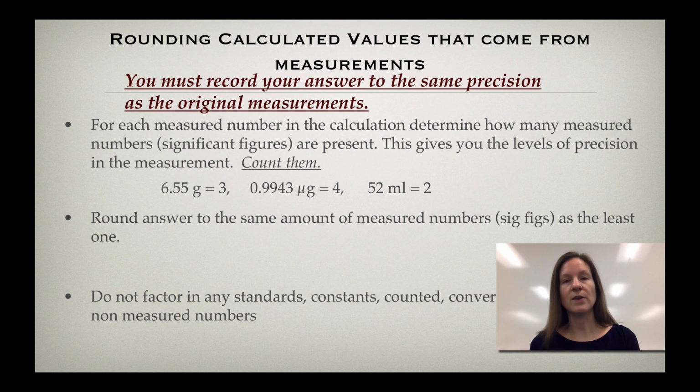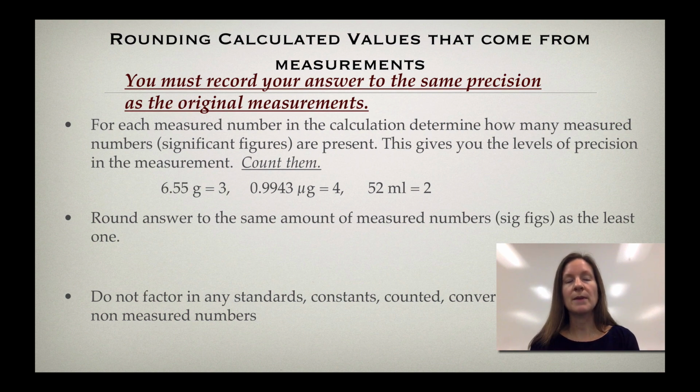So the rule up there in red is the rule for rounding. You must record your answer to the same precision as the original measurements. Okay. So how I go about doing this is I use all my measured numbers in my calculations, just like I normally would. Just plug them into my calculator and solve. But then that final answer, to figure out how to round it, I go back to all my measured values and I determine how precise they are.